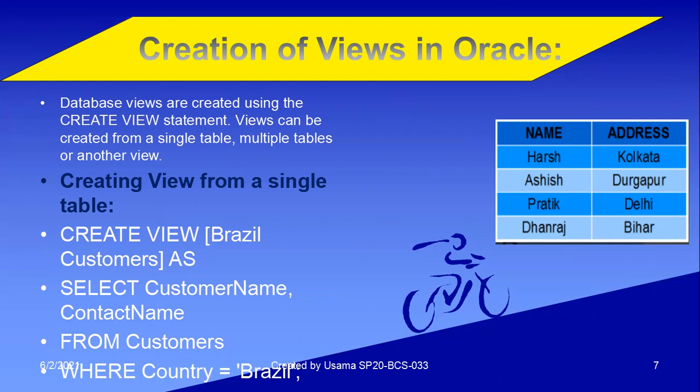So in creating a view from a single table, we will utilize this type of syntax: create view Brazil customers as select customer name, contact number from customers where country is Brazil. The result of that query will be the customers who are only from Brazil, with their specific customer names and contact numbers. So this will be displayed in the view.